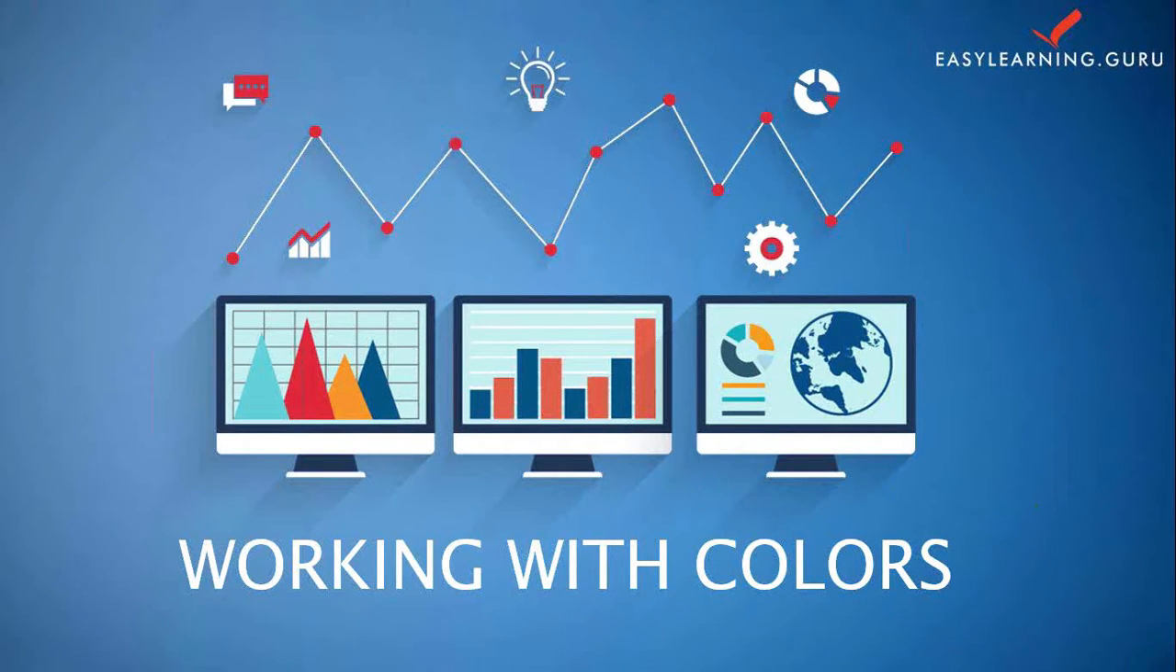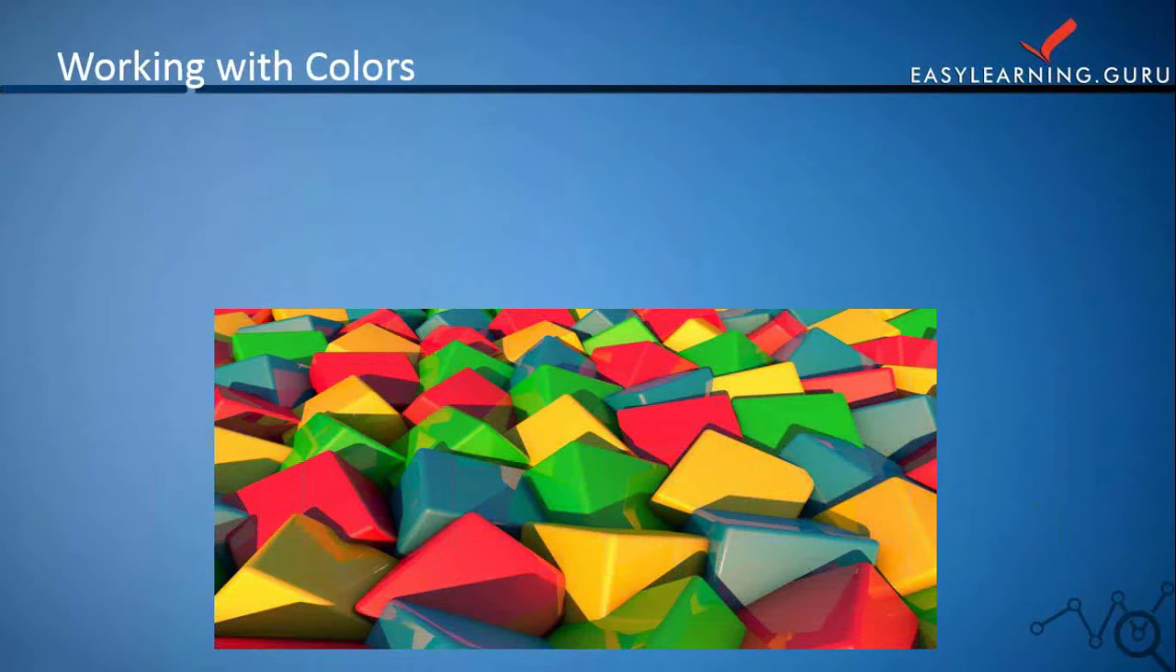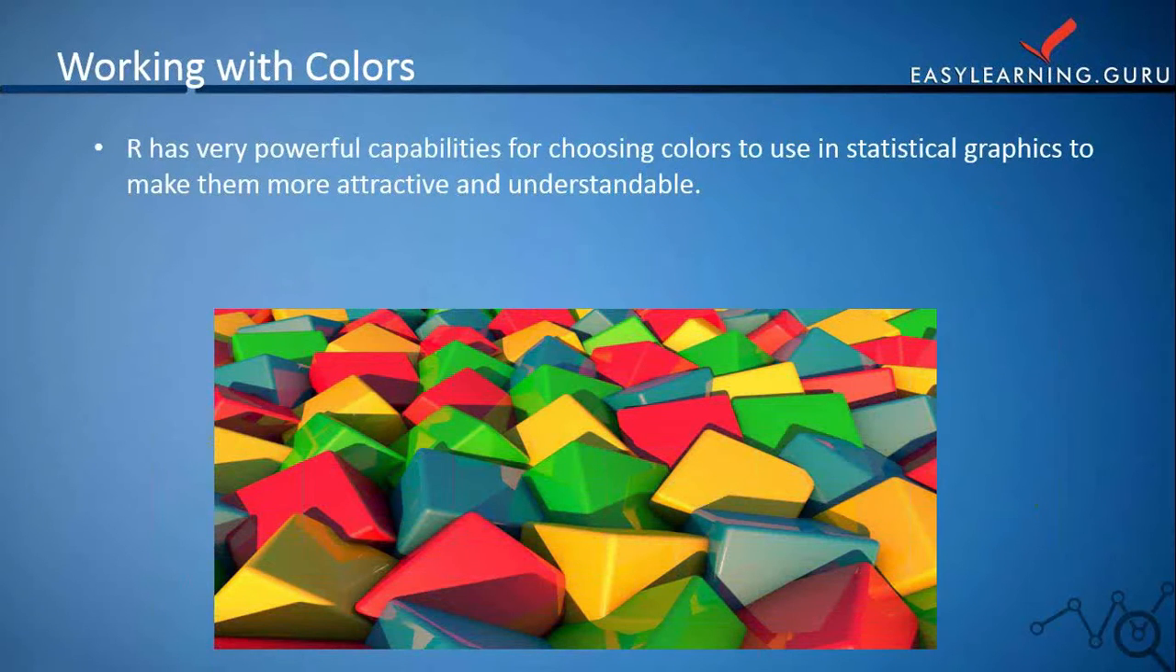Hello everyone. Today we will talk about the working of colors and different packages available for it in R. In this video we are going to look at the ways of working with colors. One of the most important things when producing graphics in any program is to make them understandable and to make them attractive. So R has very powerful capabilities for choosing colors to use in statistical graphics to make them more attractive and understandable. It is used to enhance the meaning and improve the usability.